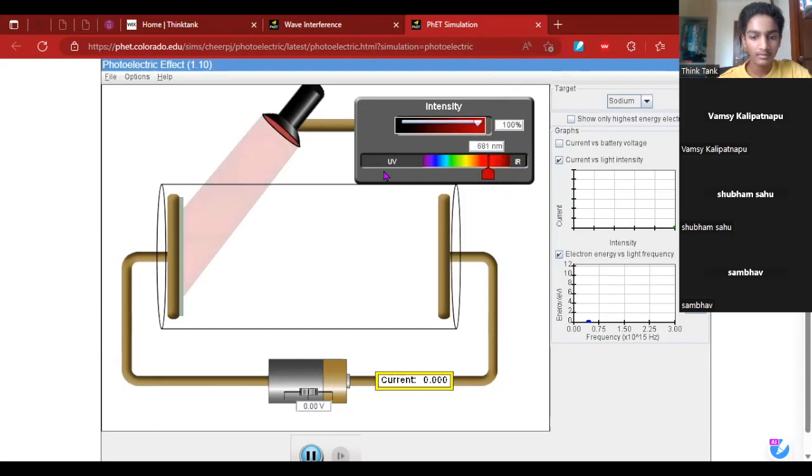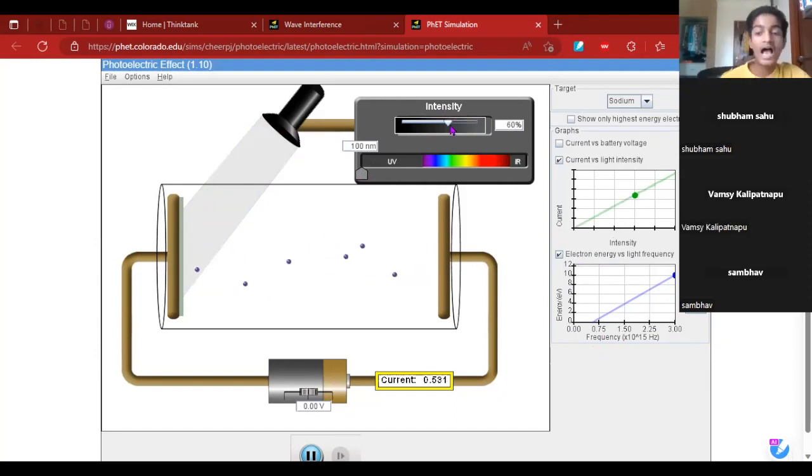It's infrared basically. As we increase the frequency, you can see that the energy of the electrons released has increased significantly. So here's the graph, electron energy versus light frequency. What happens if the intensity changes? I'm going to slightly decrease the intensity. As we decrease the intensity, the number of electrons and hence the current has changed, right? You can see a measurement over there for the current. I'll change the frequency.